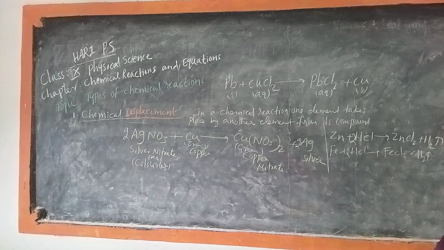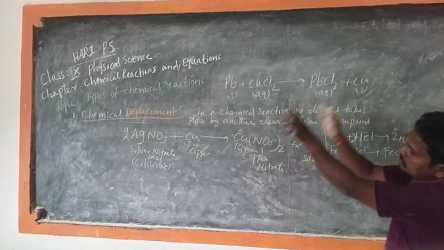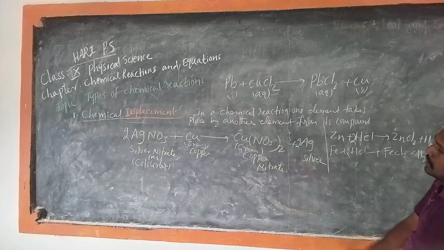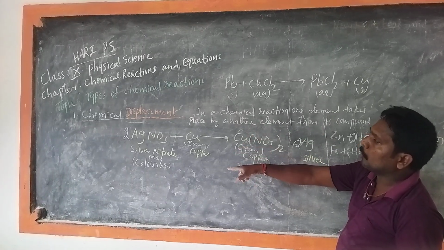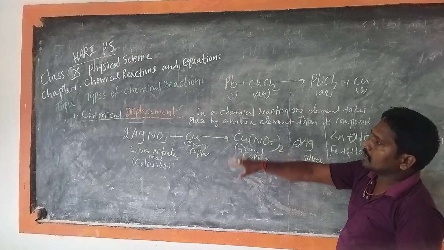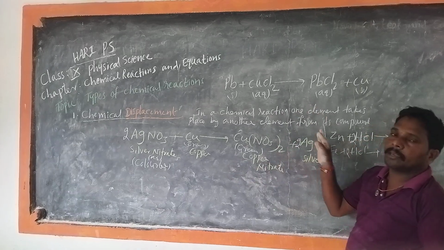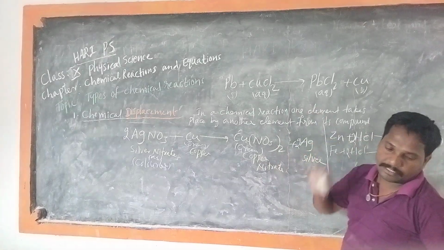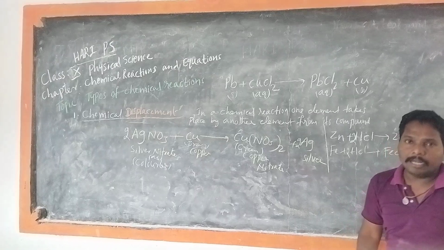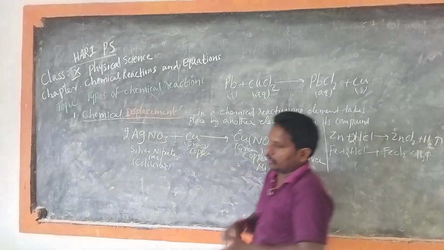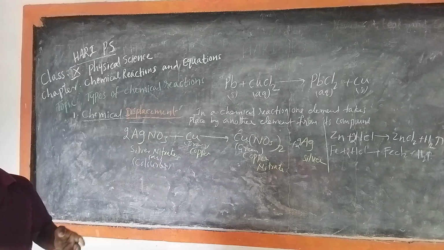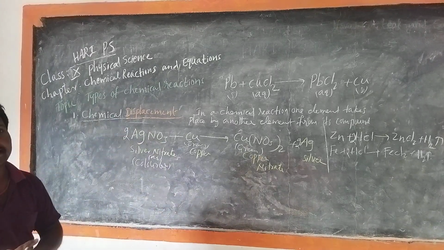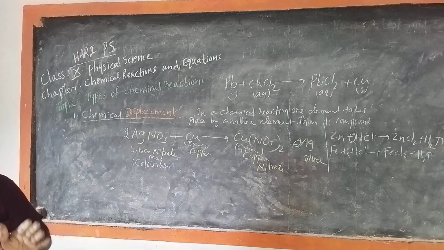Whenever you observe all these examples, one element is displaced in its compound by another element. Such reactions are called chemical displacement reactions. So we have completed chemical combination, chemical decomposition and chemical displacement reactions.